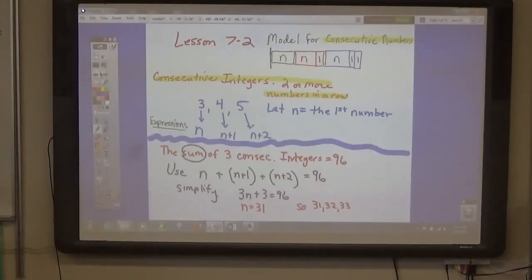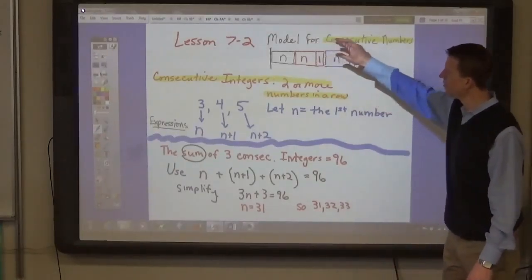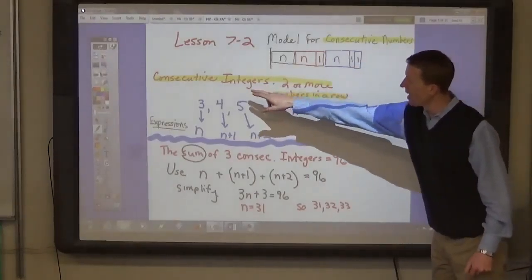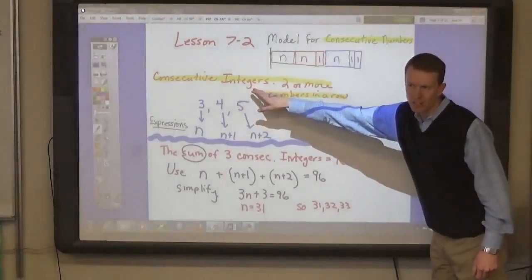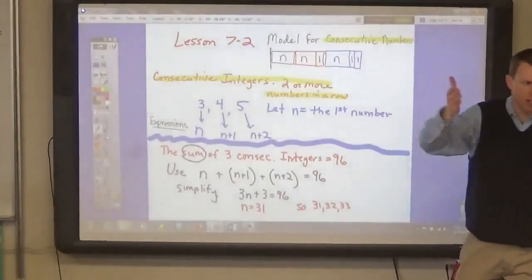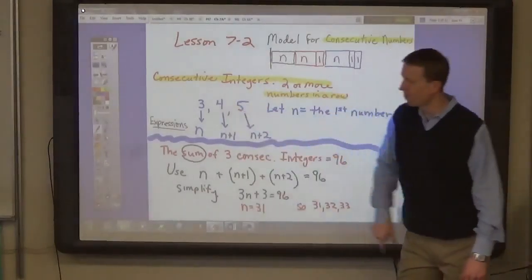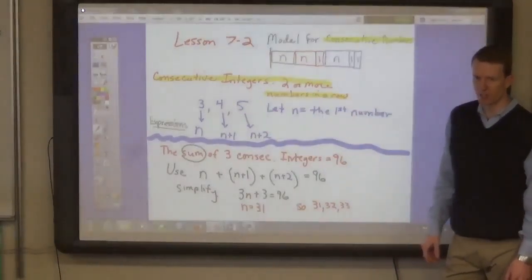All right. So 7th graders, here's a little bit more on lesson 7-2. And this is a model for finding the answer to a problem that has to do with consecutive integers. Consecutive means in a row, okay? Like 3, 4, 5. Those are consecutive integers.